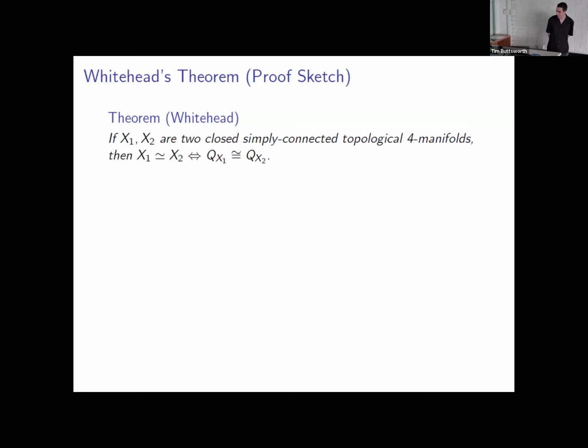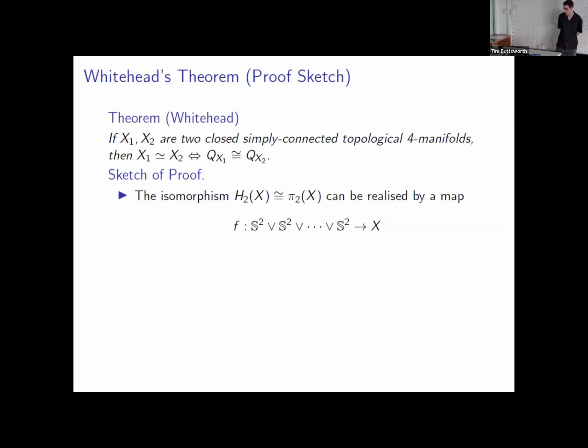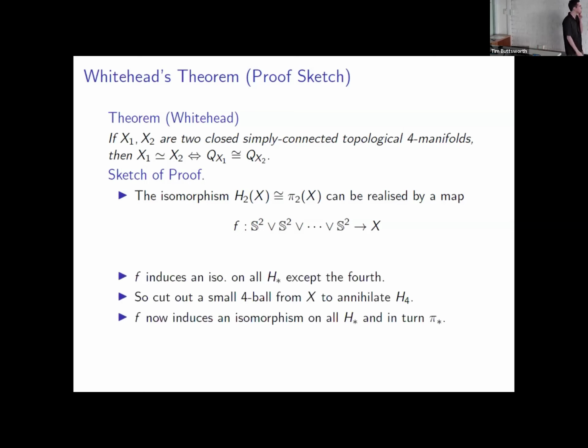Okay, so how can we at least start with homotopy equivalence? The proof goes like this. Remember, we said Hurewicz's theorem gives us an isomorphism between H2 and pi2. And this isomorphism can be explicitly realized by a map of this form. So this is just a wedge sum. I think everyone knows wedge sum. Just imagine these are all two spheres that just hit at a single point, into X. And this induces an isomorphism on all our homology except for the fourth.